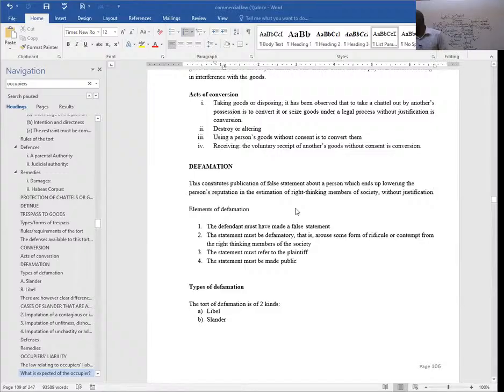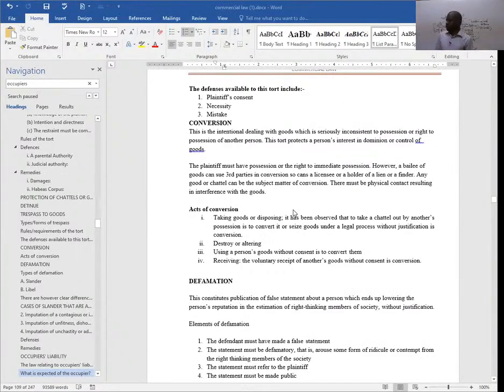So you can see what defamation is. It constitutes publication of a false statement about a person, which ends up lowering the person's reputation in the estimation of right-thinking members of the society without justification. So basically, publishing or mentioning a statement which is not true about a particular person. It is a tort that constitutes giving out false information about a person, which lowers his or her reputation in the society.